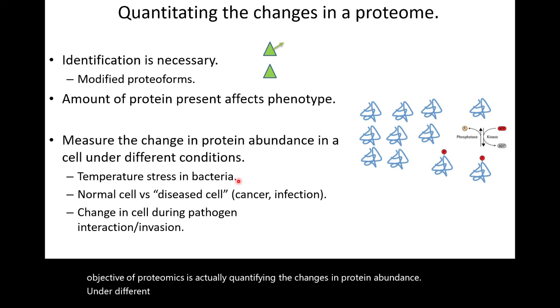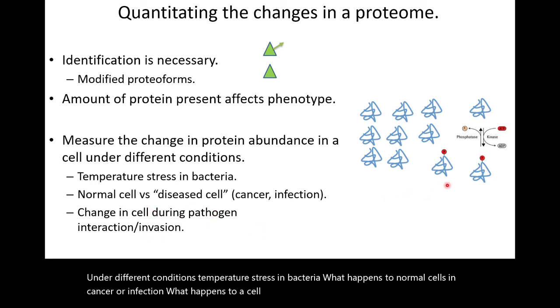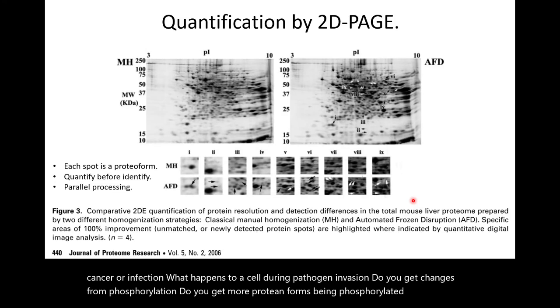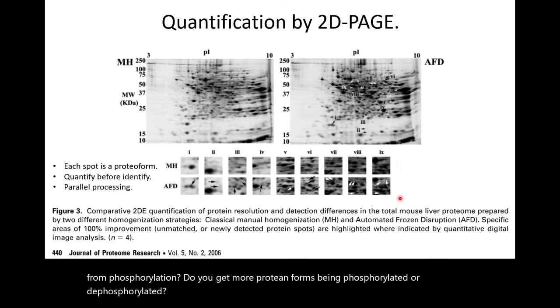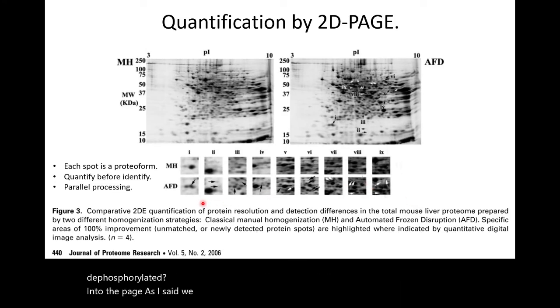Temperature stress in bacteria. What happens to normal cells in cancer or infection? What happens to a cell during pathogen invasion? Do you get changes from phosphorylation? Do you get more proteoforms being phosphorylated or dephosphorylated? In 2D PAGE, as I said, we do this by measuring the abundance of particular proteoforms.